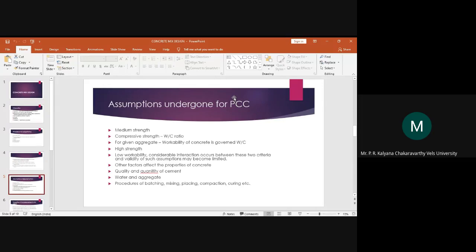Next, water and aggregate, and the procedures of batching, mixing, placing, compaction, curing, etc. So these are the factors affecting the properties of concrete. The first is the quality and quantity of cement. Next, your usage of water and aggregate. And also the procedure of your activity, from preparing fresh concrete: batching, mixing, placing, compaction, curing. If these are not achieved properly, it will also affect the properties of the concrete. If any one of these activities is not maintained exactly, you will have a problem.